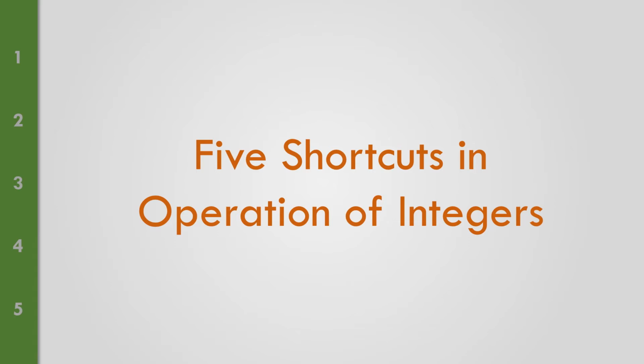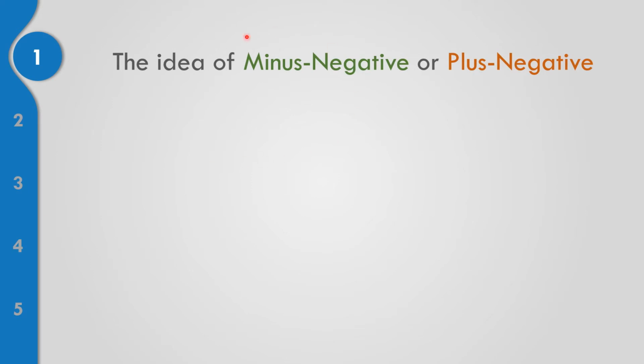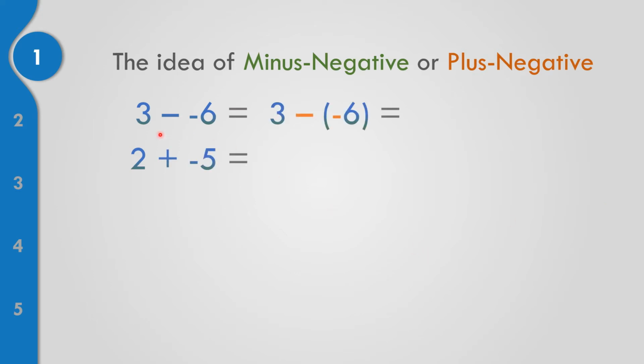Five shortcuts in operations of integers. So what could be the idea of minus negative or plus negative in the examples 3 minus negative 6 and 2 plus negative 5? It is also written in the first example as 3 minus the parenthesis negative 6. So negative times negative, the answer is positive 6. So 3 plus 6, the answer is equal to 9.